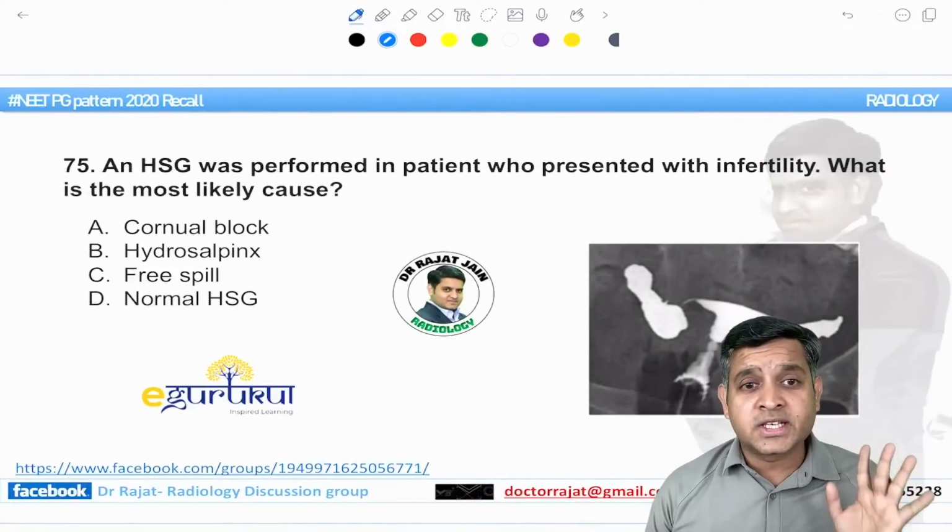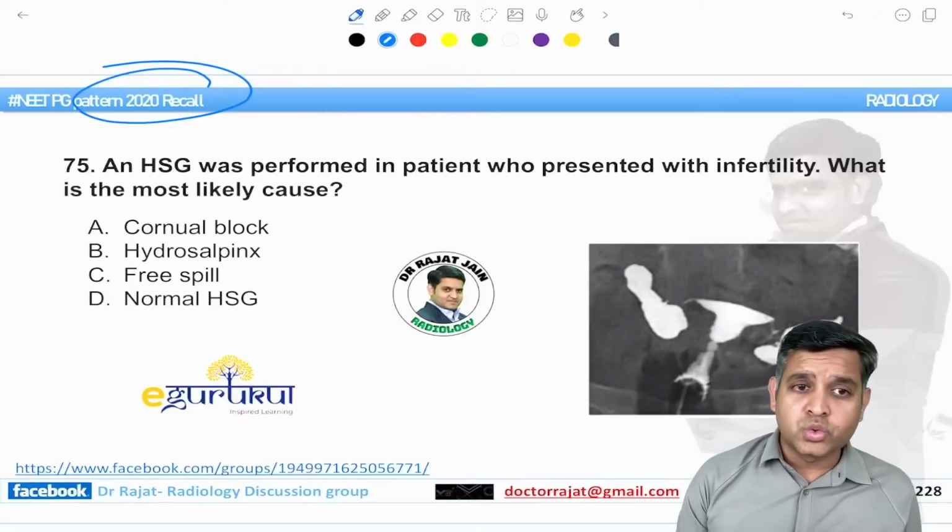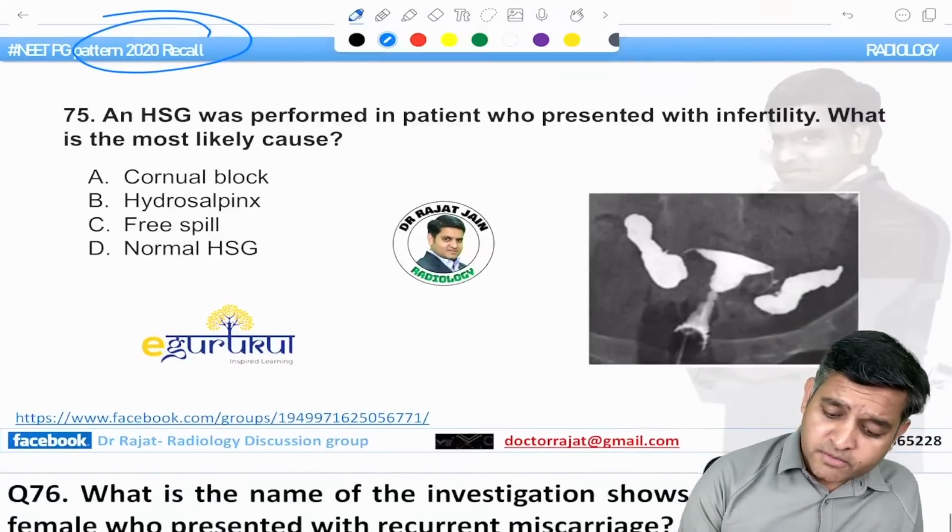Images of HSG is another thing that you should know. NEET PG 2020, they asked this. What do we see?